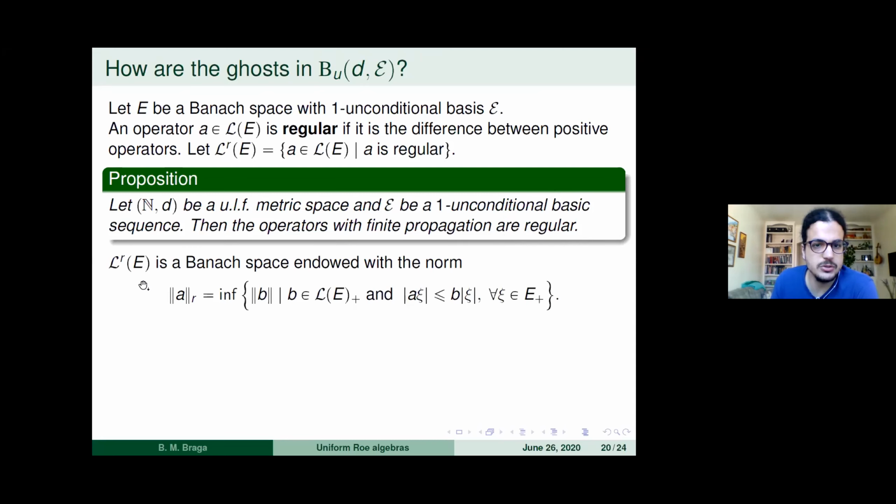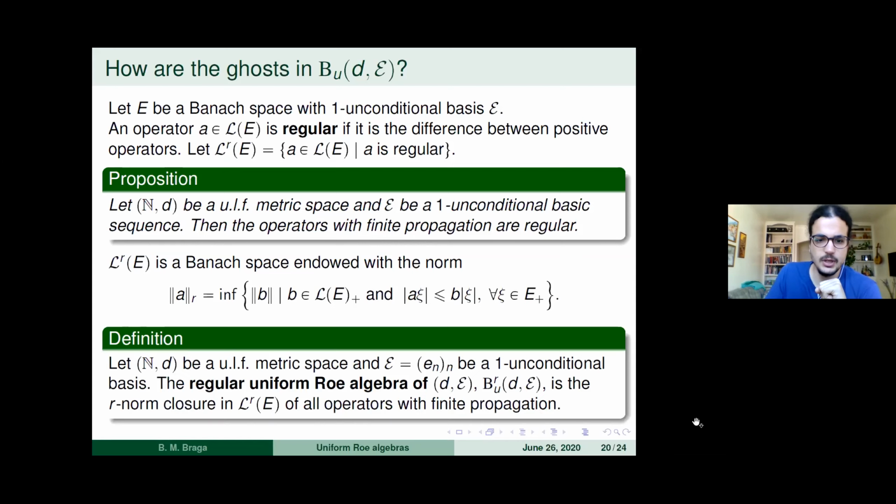But this thing here is also a Banach space, just not with the operator norm. You need to look at the R norm, which is given by this expression. So when we define the uniform Roe algebra, we look at all the finite propagation operators and take the norm closure of it. But because the finite propagation operators are contained in here, you could take the norm closure with respect to this norm. So you can define what I'm calling the regular uniform Roe algebra of the pair, metric and basis, as the R norm closure of all the operators with finite propagation. So with this new object, as a set, this is inside of the uniform Roe algebra.